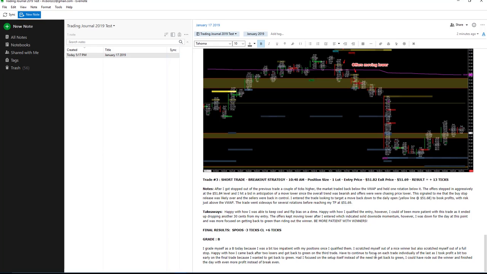I took profit a bit too quick because I wanted to get back to the green. If I focused on the setup itself instead of the need to get back to the green, I could have ridden out the winner and finished the day with even more profit instead of finishing near break even.